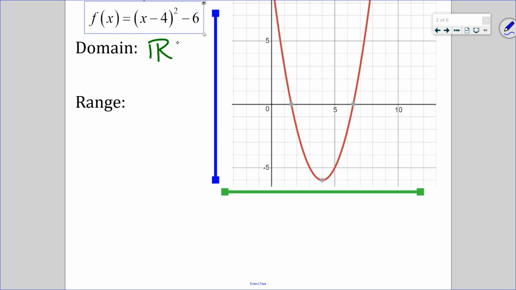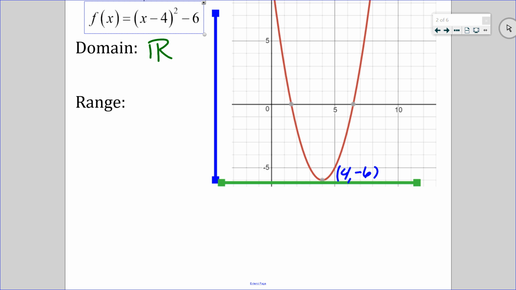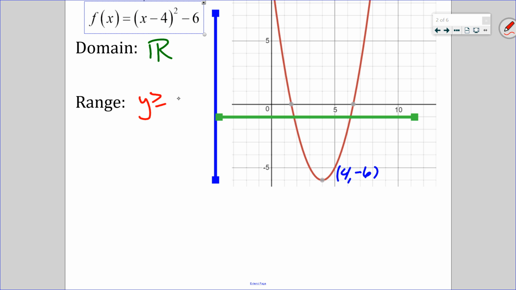So I know that this minimum right here is at 4 comma negative 6. So I only need that y value because the y value is the lowest at negative 6, and then all the y's above it work. So y is greater than or equal to negative 6.